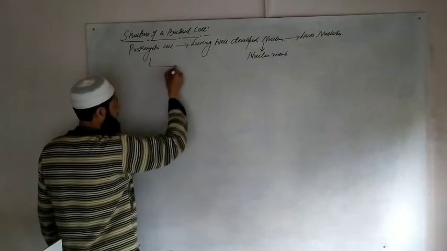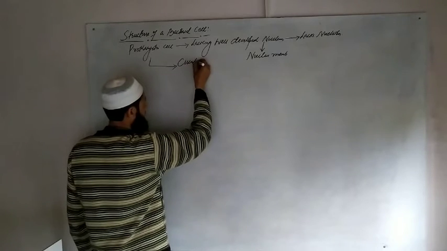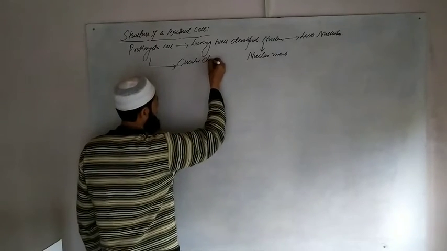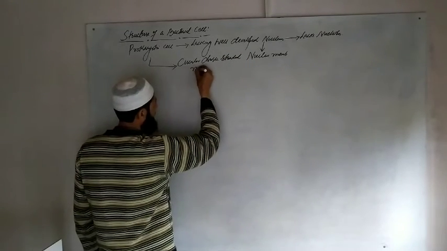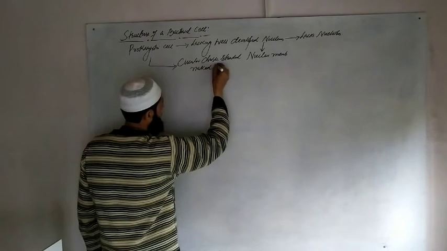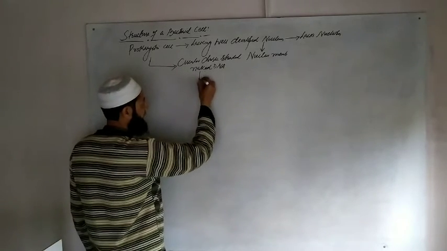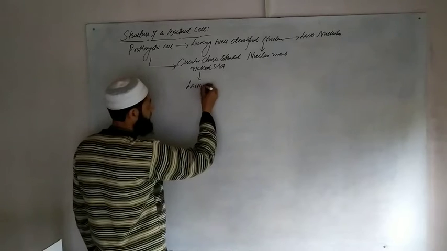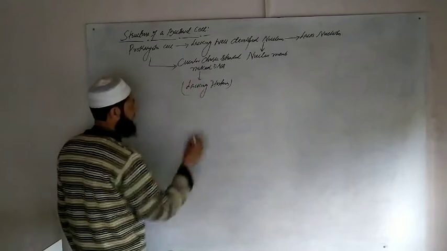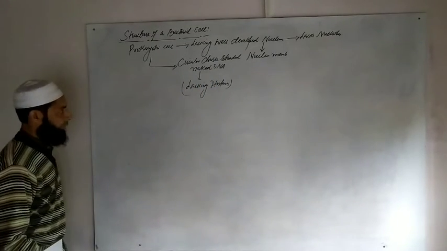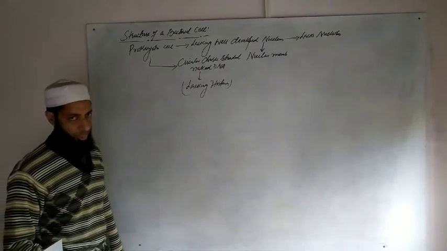In the bacterial cell, DNA is present in the form of circular, double-stranded, naked DNA. Naked DNA means DNA lacking histone proteins. That's called naked DNA. Inshallah, with the help of a structure, I will show you the different components of a typical bacterial cell.